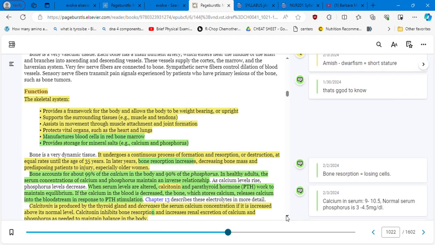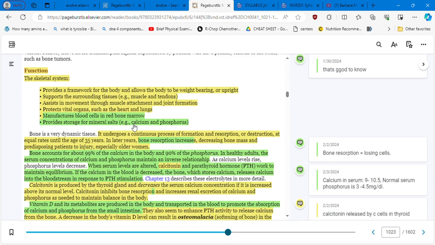Okay, function of the skeletal system. We know that it provides framework, supports the surrounding tissues, assists in movement, protects vital organs such as the heart and the lungs. I'm talking about the sternum. But the most important for us would be that it manufactures blood cells in red bone marrow and provides storage of mineral salts. Examples of this are calcium and phosphorus.